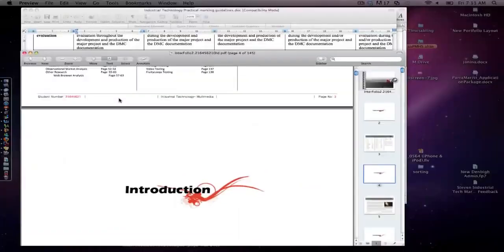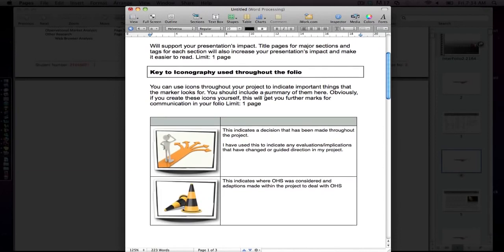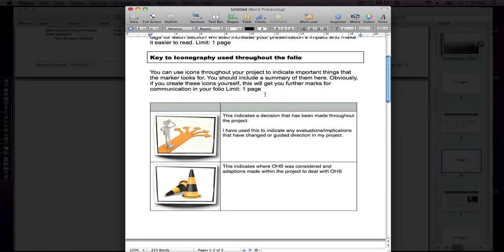One of the other things that you should do is you should do some iconography throughout the project. So what this is, is keys for the markers in terms of what they're actually looking for. So there's a number of things that the markers really need to see in your portfolio. The first thing would be decisions. So you need to show in your portfolio how your decisions are guided through the portfolio.